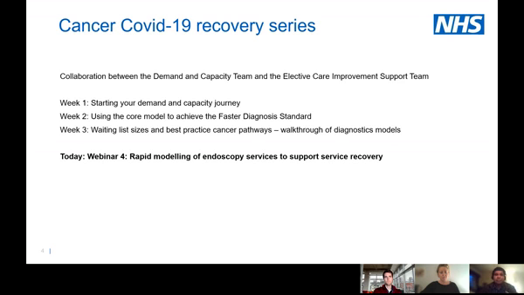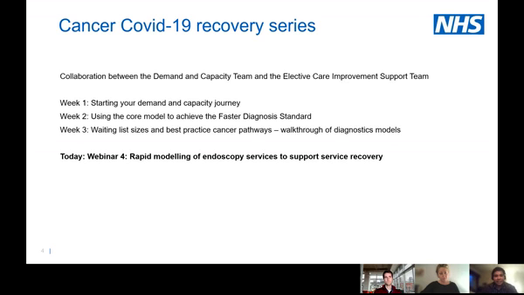In week 2, we built on that and talked about how we could use the demand and capacity core model to support achieving the 28-day faster diagnosis standard and account for different ways of working in the current environment. So we were talking about service recovery, where you may have reduced demand and how you need to account for that returning to normal, accounting for different ways of working, such as virtual clinics, accounting for things such as PPE, and so on and so forth.